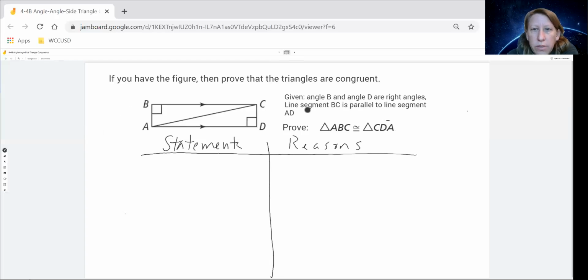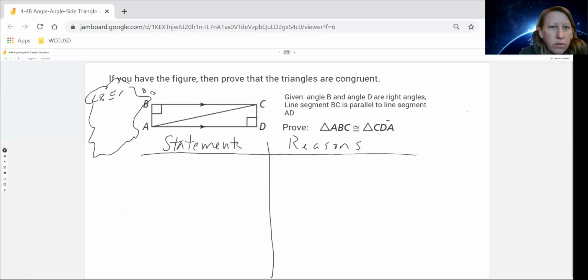Okay, what else do we see? We say angle B and angle D are right angles. Okay. So if I'm starting to stare at this and think of my plan, I know that I have a pair of angles that are congruent. So that's going to go somewhere in my proof. Angle B and angle D have the same mark. They're both right angles. So there was that statement from yesterday: right angles are congruent. Okay, what else do I have in this picture?